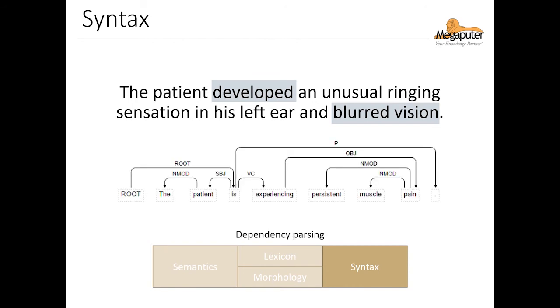Which brings us to dependency parsing. And this is an alternative linguistic theory of syntax, and it's used to resolve just those sorts of problems. It provides another view of sentence structure that we can use to find these sorts of relationships.